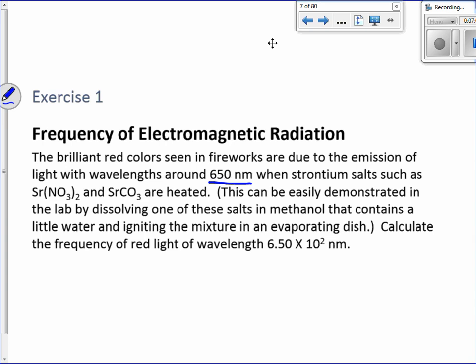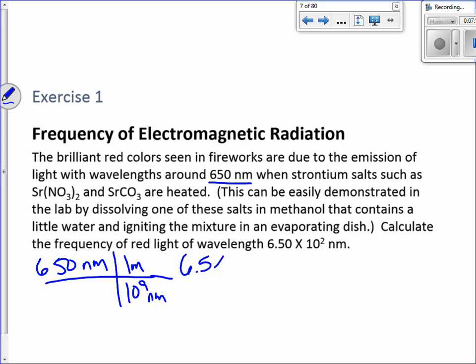So you can do it one of two ways. This is how I convert it: 10 to the 9th nanometers equals 1 meter. However, you can flip them and do 1 nanometer equals 10 to the -9 meters. Either way should do the trick, and you still end up with 6.5 times 10 to the -7 meters, right?